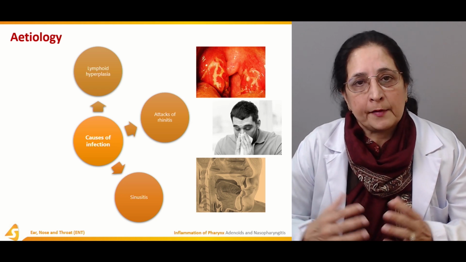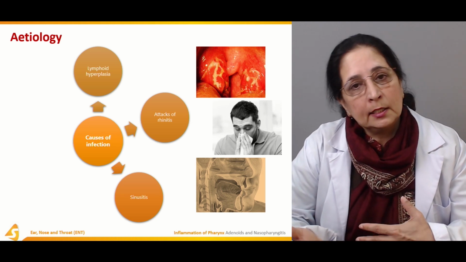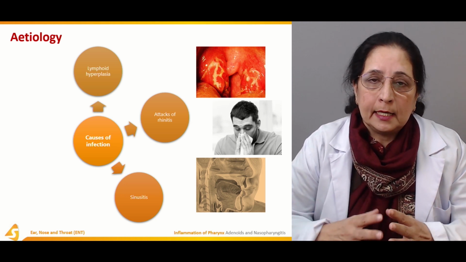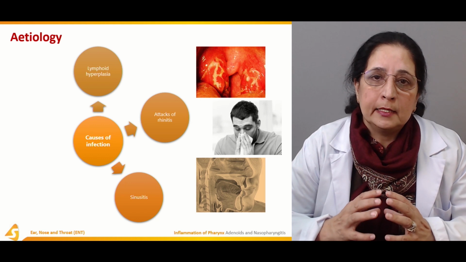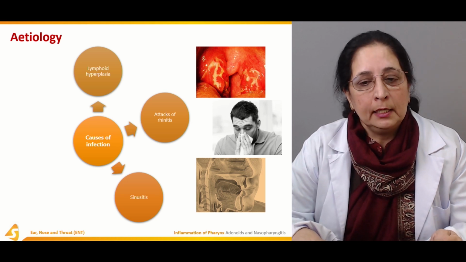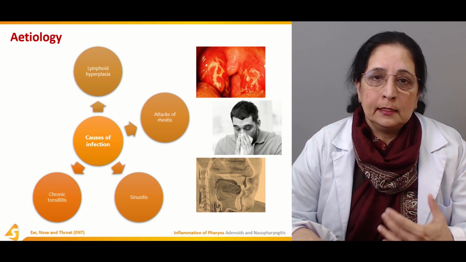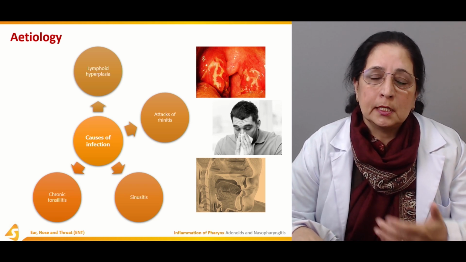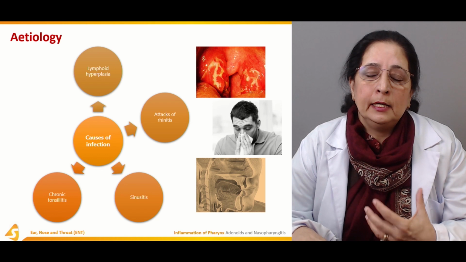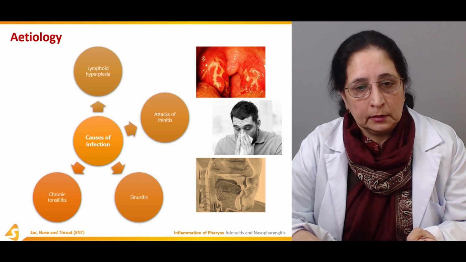We have paranasal sinuses, which are around the nasal cavity, which are the frontal sinuses, then we have ethmoid sinuses, maxillary sinuses. When there is infection in all these sinuses, it can reach the adenoids also and cause infection and swollen adenoids. Chronic tonsillitis, another lymphatic organ. Tonsils are present below the mandible also. So any infection of the tonsils can cause adenoiditis also.